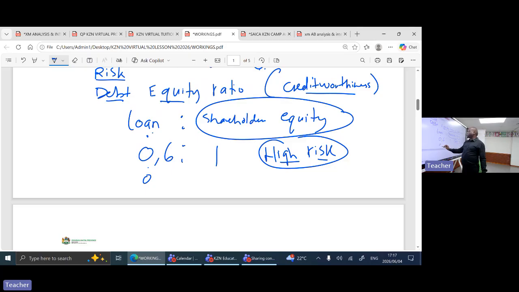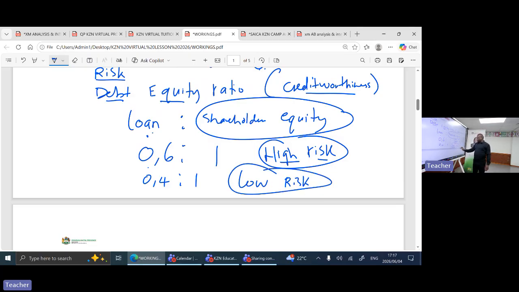So we want this ratio to be 0.4 to 1 or less. It should be 0.4, 0.3, 0.2, 0.1. When it is 0.4 or 0.2, we say there is low risk. There is low risk with the debt equity ratio.